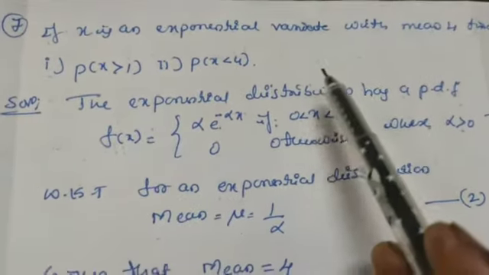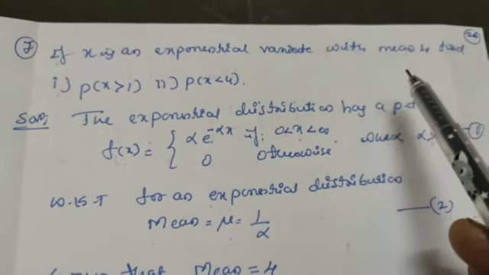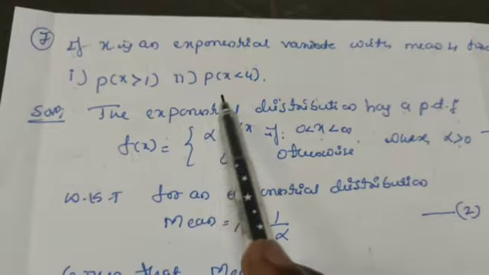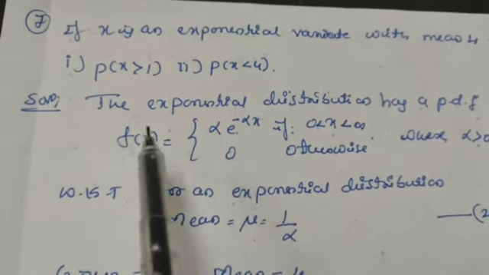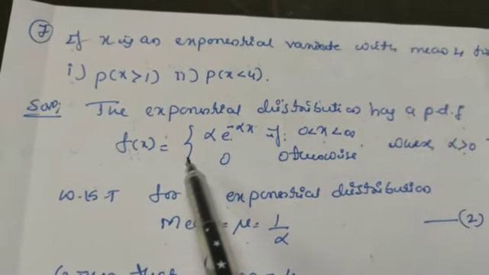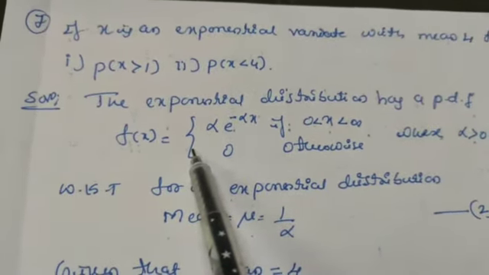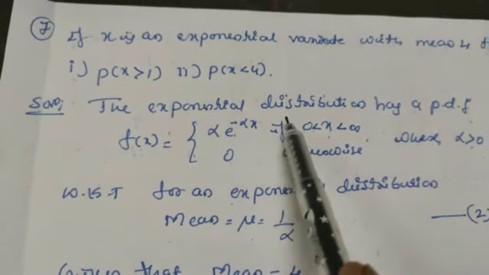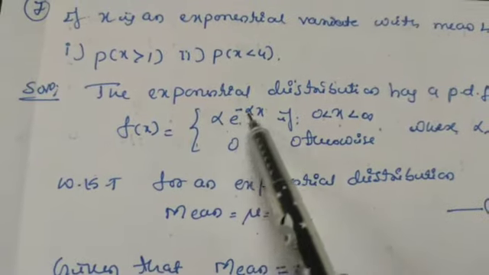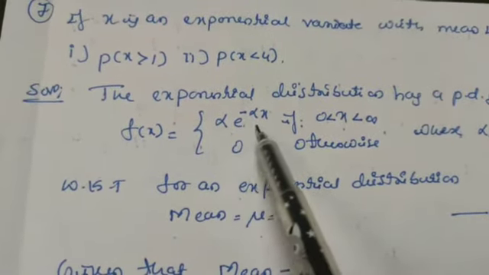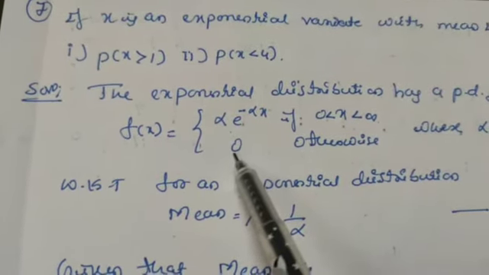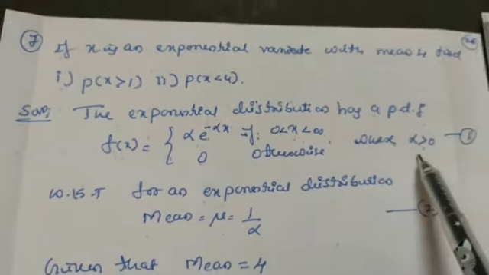If x is an exponential variable with mean 4, find the first one, p x greater than 1, and the second one, p x less than 4. The exponential distribution has probability density function f of x equals to this, we know from the definition of the exponential distribution probability density function. f of x is equal to this, we studied in the last videos, alpha into e raised to minus alpha x if x is in between 0 and infinity, and f of x is 0 in all other cases, where alpha is greater than 0.